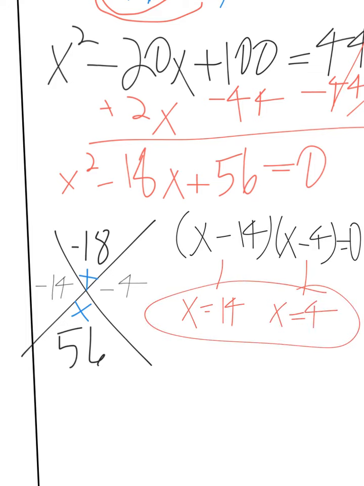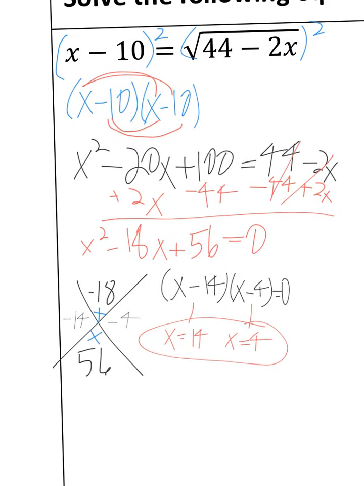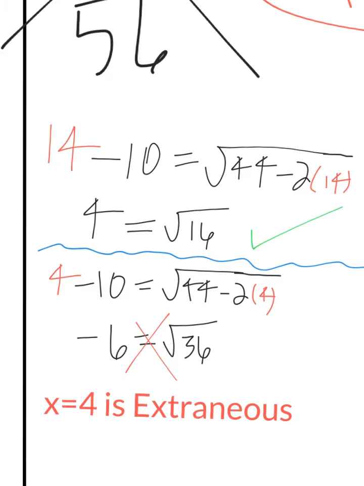If I'm going to show which of the two is extraneous, I'm going to plug it back in. I'm going to plug it back into the original, okay? Okay, so what I did here was exactly that. I plugged it into the original equation. So I plugged in 14 minus 10, that's 4. The square root of 44 minus 2 times 14 is 44 minus 28, which is 16. The square root of 16 is 4, so that checks out.